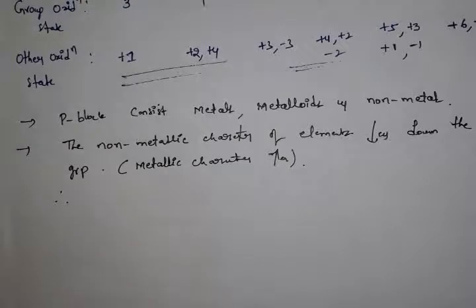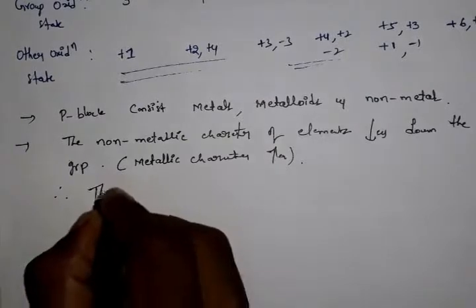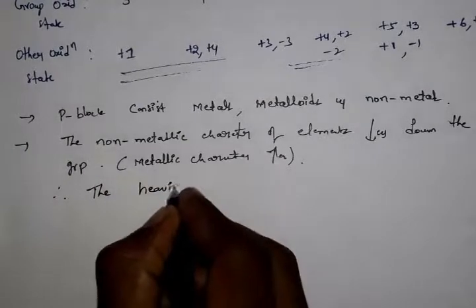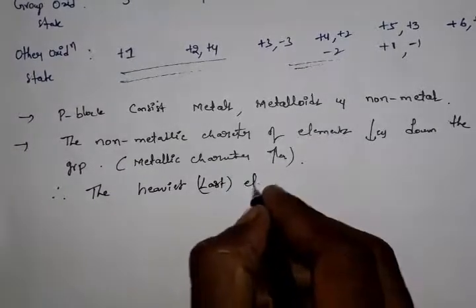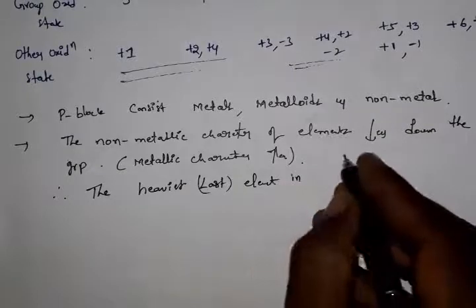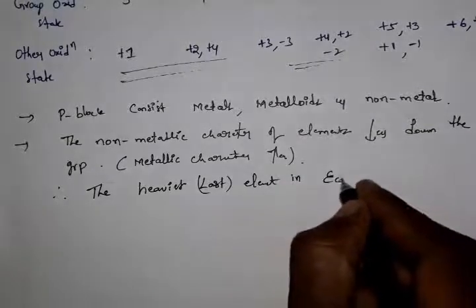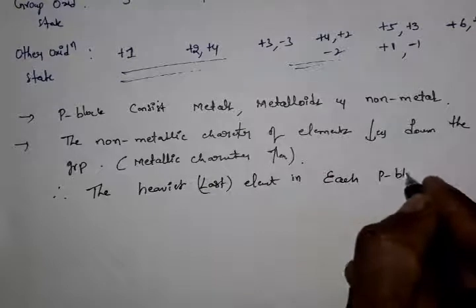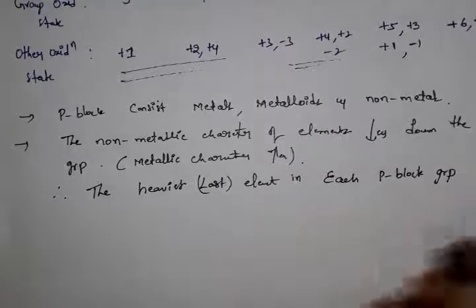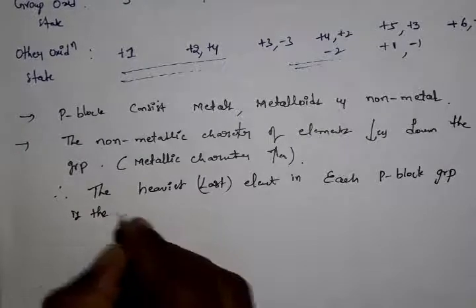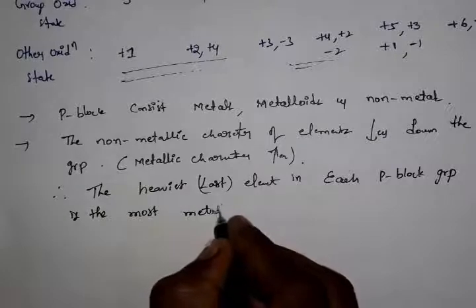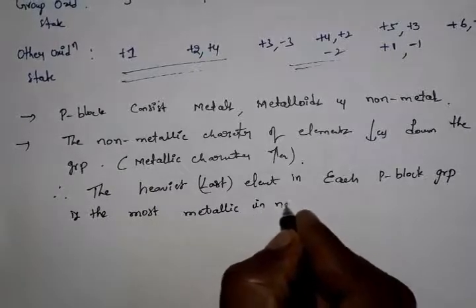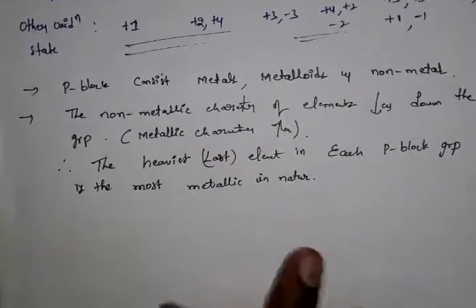Therefore, the heaviest or last element in each p block group is the most metallic in nature.